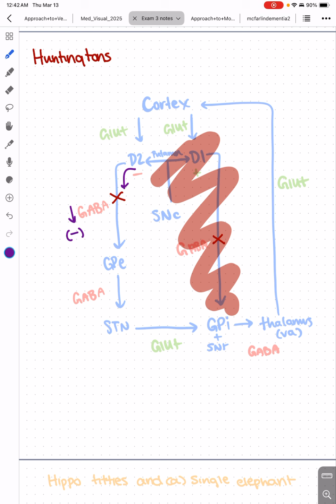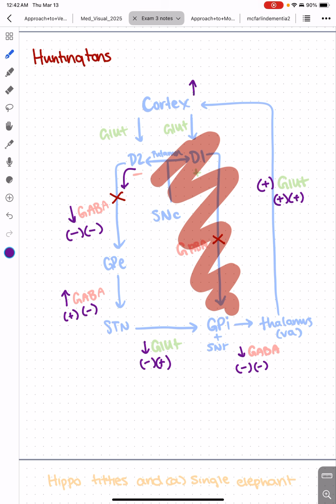So we're going to see a negative effect on an inhibitory neurotransmitter, and a negative times a negative is a positive. So now we have a positive effect on a negative neurotransmitter, and a positive times a negative is a negative. A negative times a positive is a negative. A negative times a negative is a positive. A positive times a positive is a positive. Boom, increased movement. Blah, blah, blah, Huntington's. And that's how it all works.